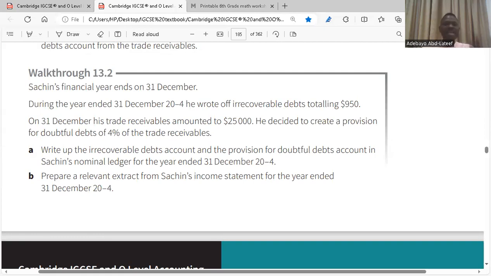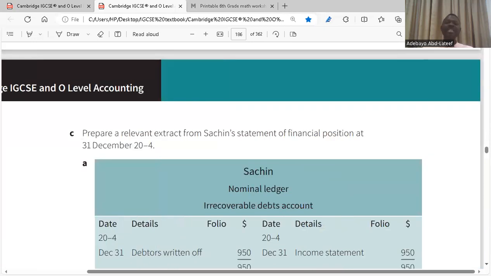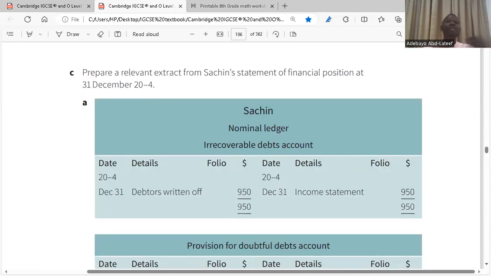First, you have to prepare a nominal ledger having the irrecoverable debt account. For the irrecoverable debt account, we have debt written off of 950. Yes or no? Yes. That goes to the debit side of your irrecoverable debt account. That's 950 on the debit side. Then what is the income statement? The income statement will read 950, which will be on the credit side. For the ledger, yes, that is for irrecoverable debt.